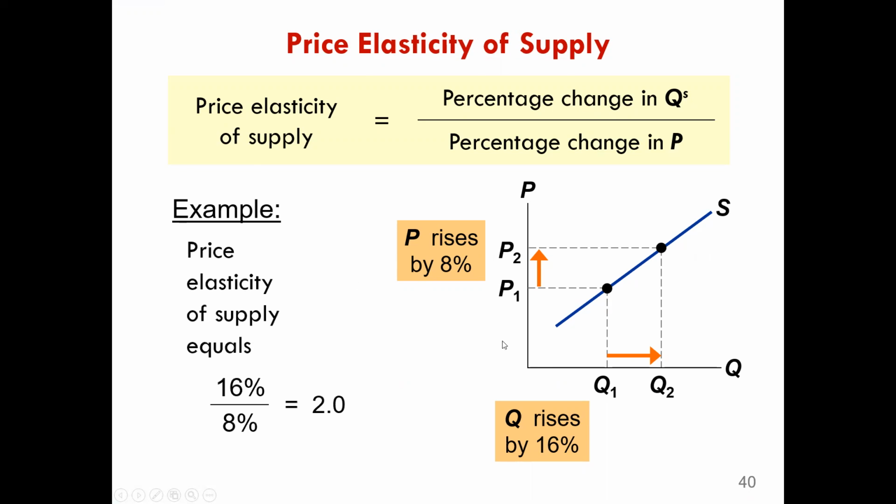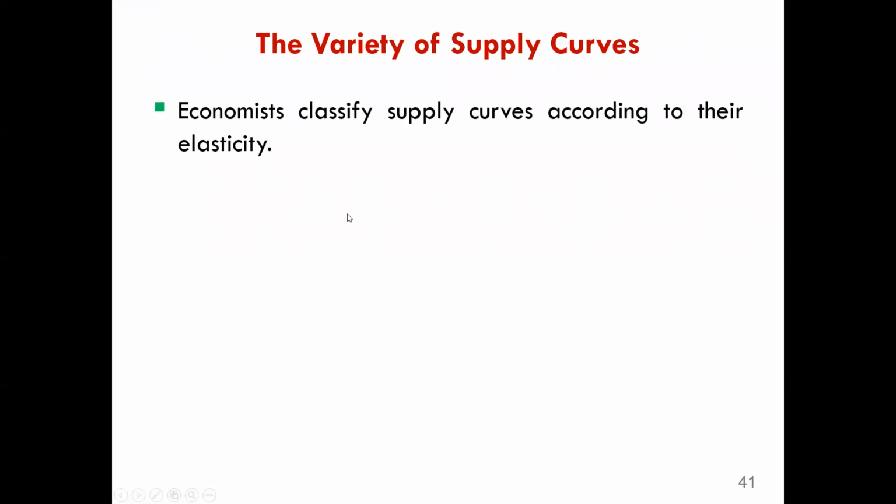Now, what is the price elasticity of supply? It is the percentage change in quantity supplied divided by the percentage change in price. The change in quantity is 16, the change in price is 8. So 16 divided by 8 is 2. And then again, just like the demand curves, there are a variety of supply curves we will be interested in looking at.